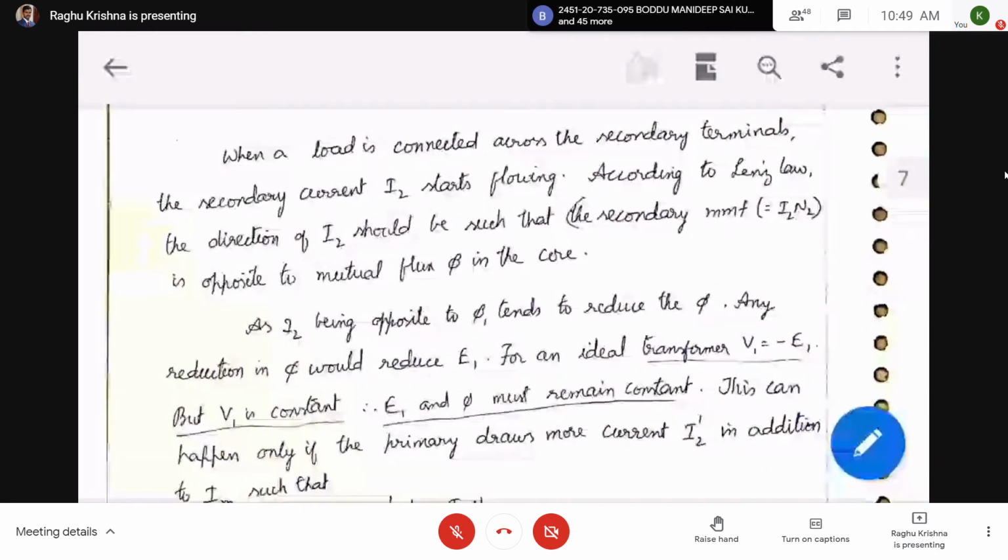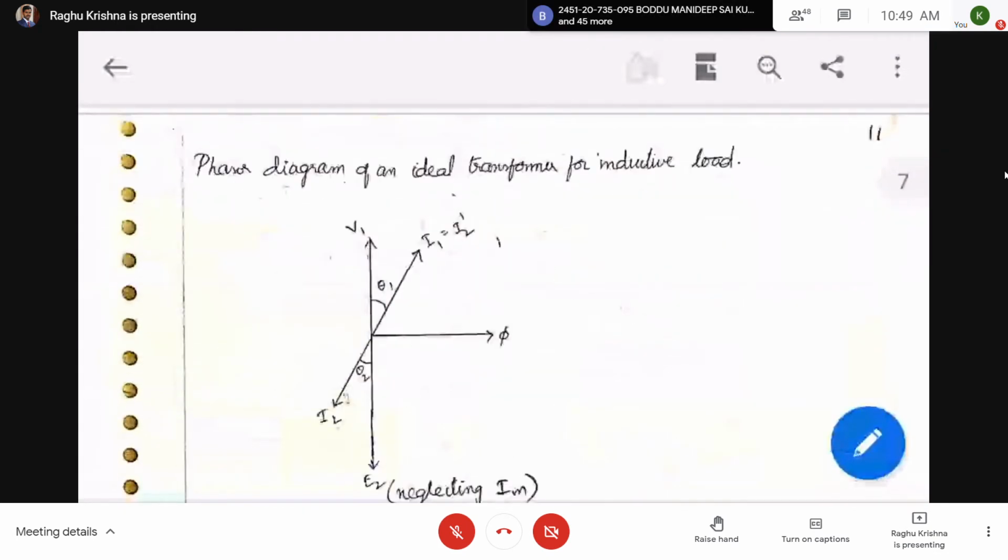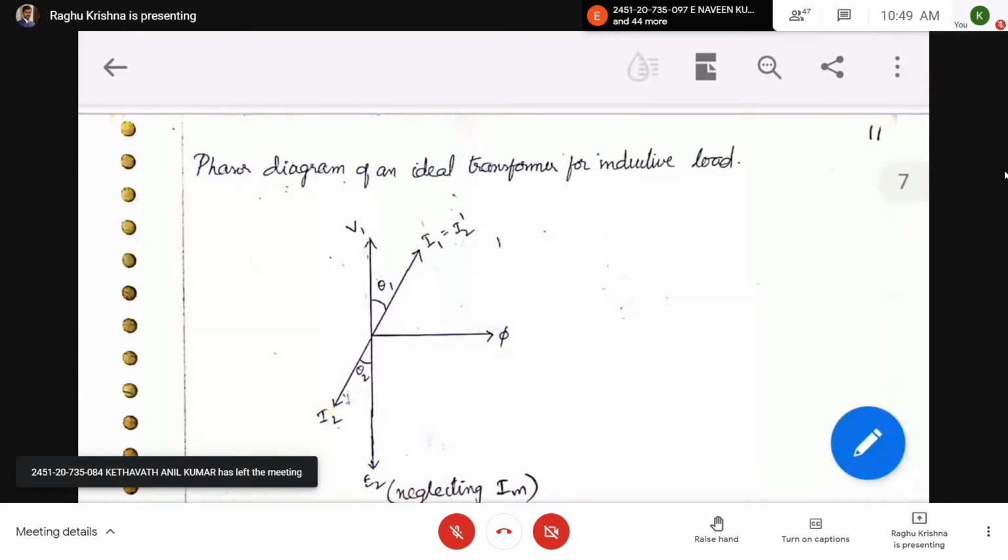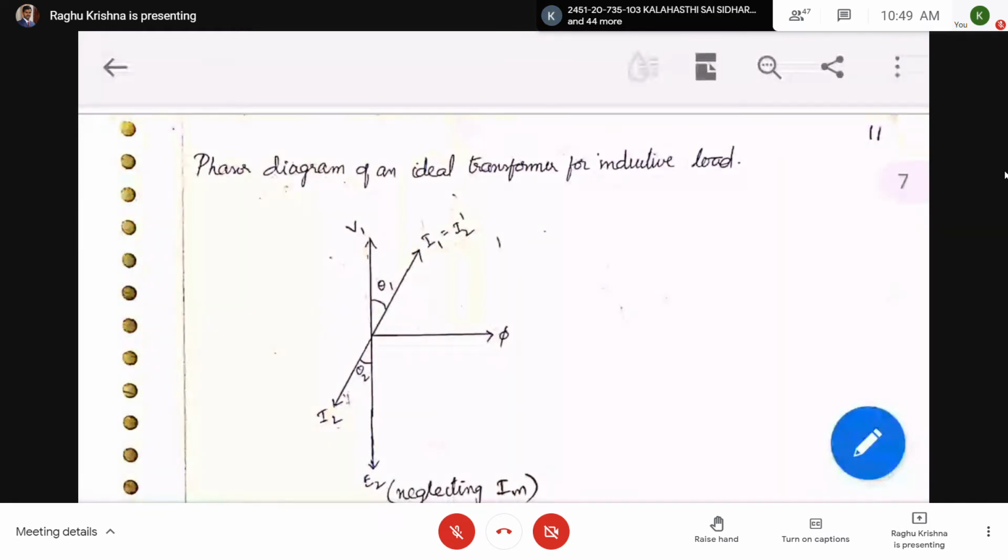So next, a phasor diagram of an ideal transformer for inductive load. Ideal transformer means, first, winding resistance will be 0. That means there will be no voltage drop in the winding resistance. Next, leakage flux is equal to 0. Third, core losses equal to 0. That means there will be no hysteresis losses, eddy current losses. Next, fourth one is Im is equal to 0.